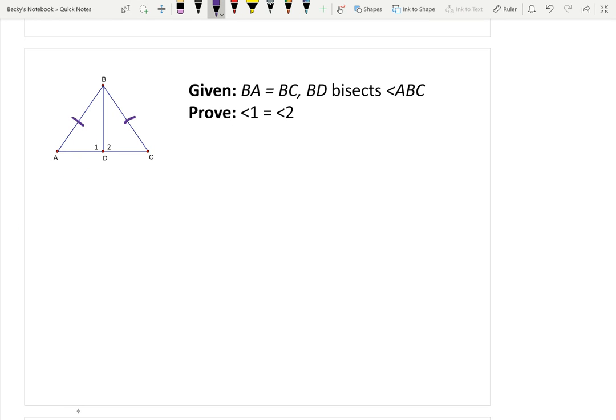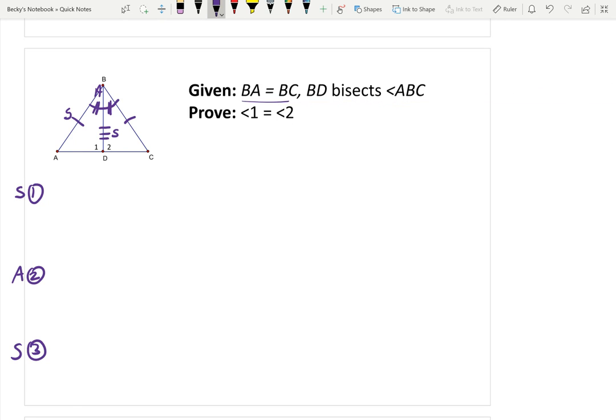BD bisects the angle, so that means it's going through and it's making these 2 angles congruent. I want to put 2 little slashes there. And again, we have a reflexive side. Notice how I put 1 slash, 2 slashes, and 3 slashes, so there's no confusion. You know exactly what corresponds with what. So we need to decide how we're going to prove these. Angle, angle, side, side, angle, side, angle, side, angle. You know, we just have to figure this out. So we have a side, we have an angle, and then we have a side. So this is a case of SAS.